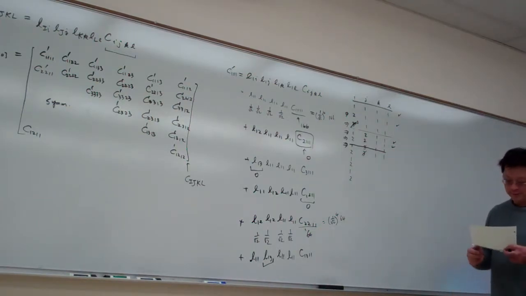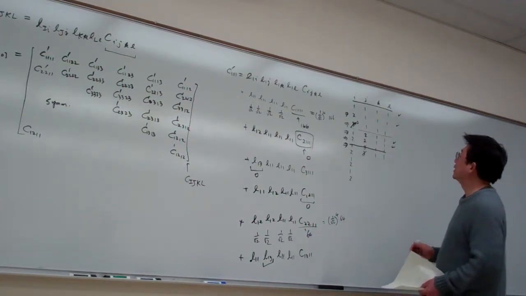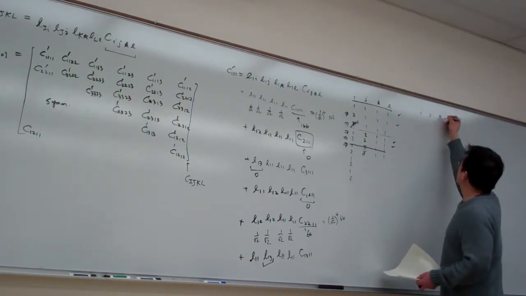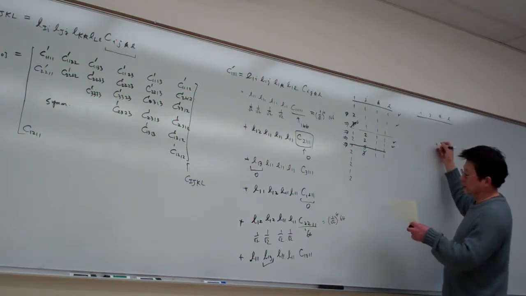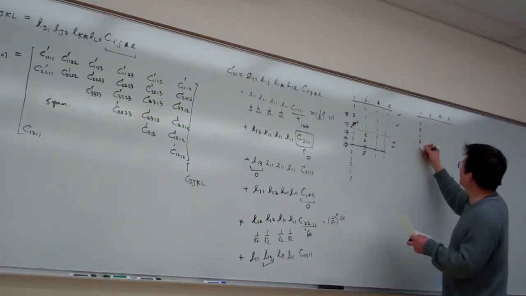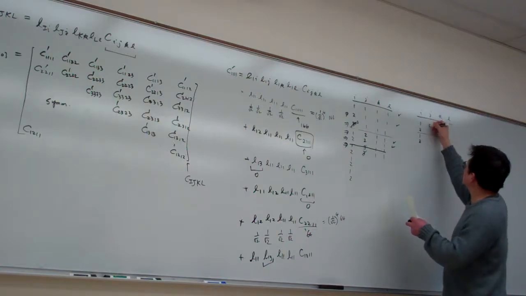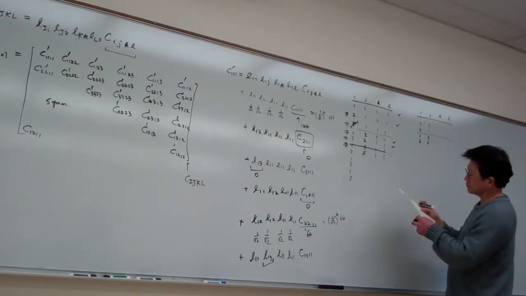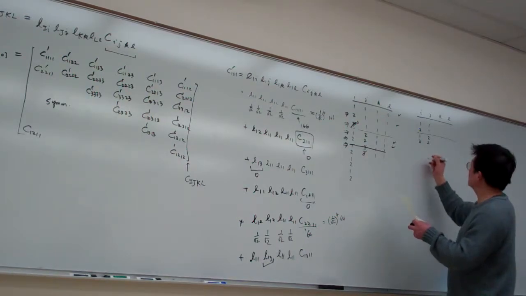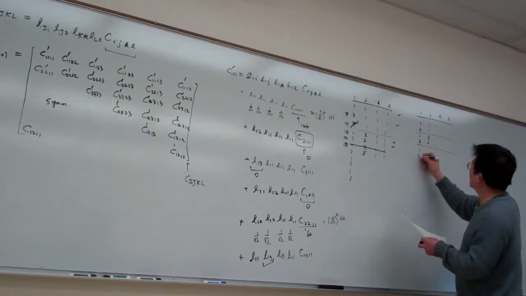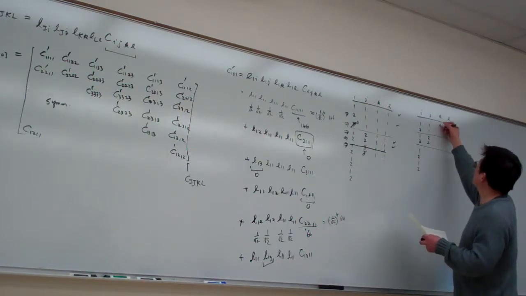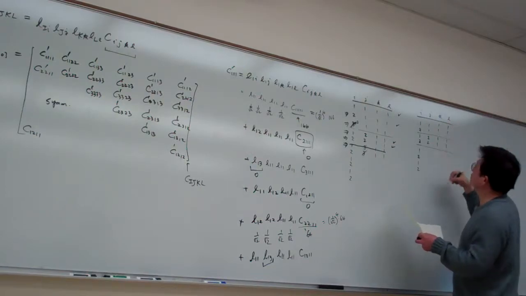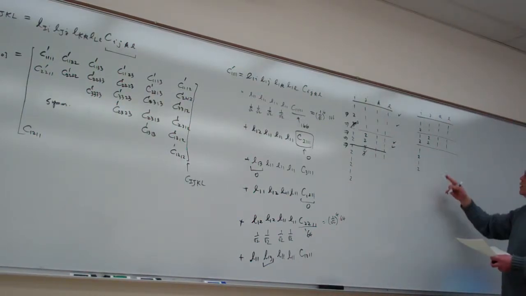Good? Okay, so let me rewrite the table. IJ, KL. So now we know it's 1, 2, 1, 2, and this is 1, 1, and 2, 2, and 1, 2, 1, 2. So K equal to 1, 1, 1, 1, 1, 1, 1, 1. So those are the cases we have done.